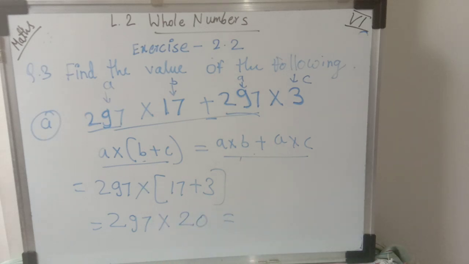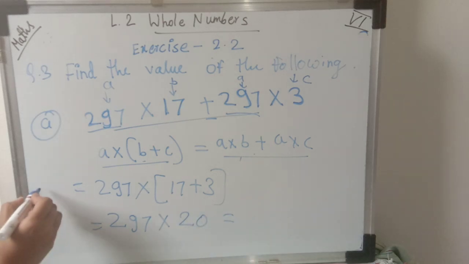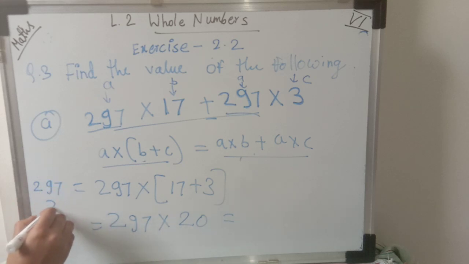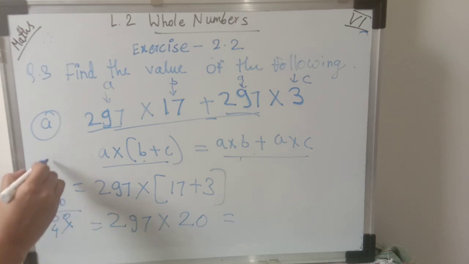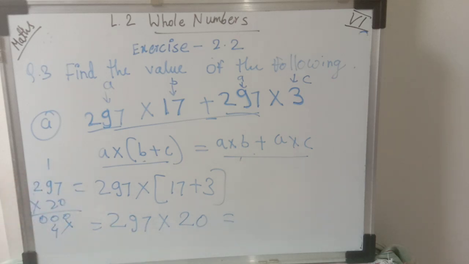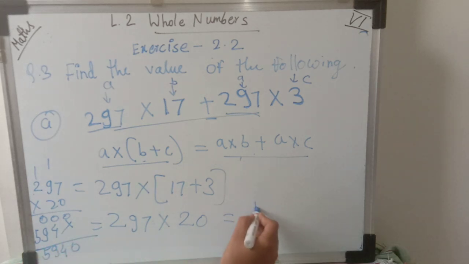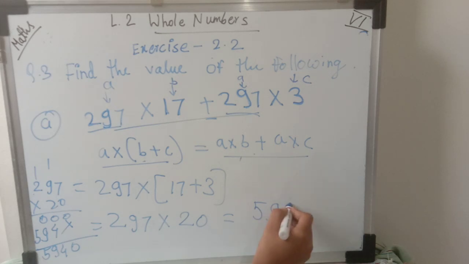Now let's find out the answer. I will do it vertically. Put 0 with all the numbers. How many digits are there? 3 digits, so here 3 times 0. Multiply: 2 7s are 14, 1 will come; 2 9s are 18, 18 plus 1 is 19, 1 will come; 2 2s are 4, 4 plus 1 is 5. So we got the answer 5940. See, in such a simple way we have solved this big equation.